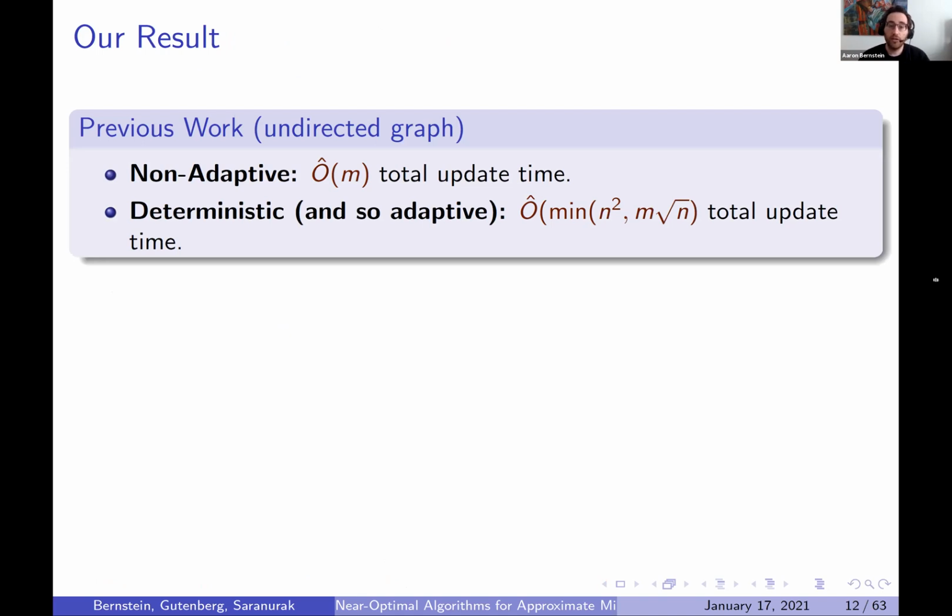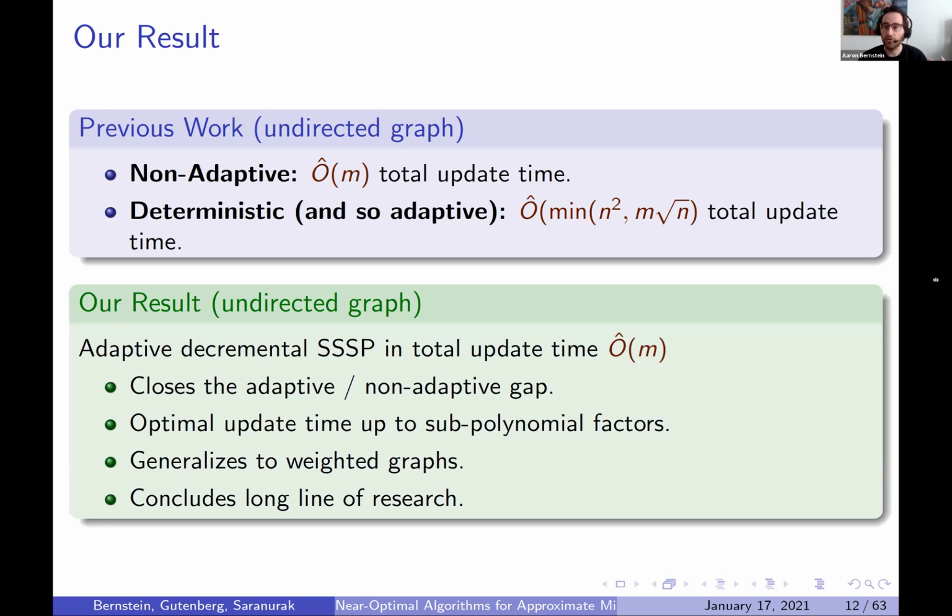Okay, so what is our result? Well, again, we have this gap, and we basically close the gap. So we show that there's an adaptive algorithm which gets this near linear update time. So this closes the gap. Again, it's optimal up to subpolynomial factors. It can generalize in all the ways you want it to generalize. And so this essentially settles the whole problem now, because we have a near linear time algorithm in the strongest model.